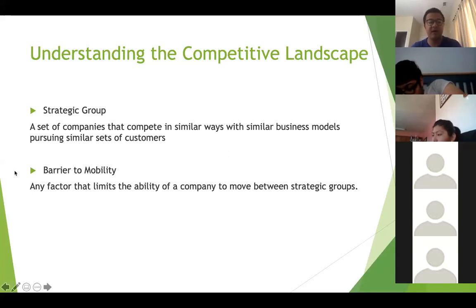Okay, the barrier to mobility is any factor that limits the ability of a company to move between strategic groups. It's very similar to barrier to entry, but the difference is that here it is a barrier to moving into that strategic group, not the industry. Okay.